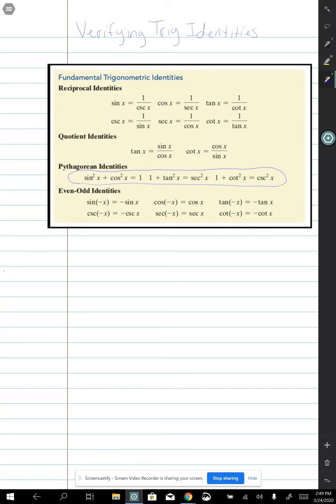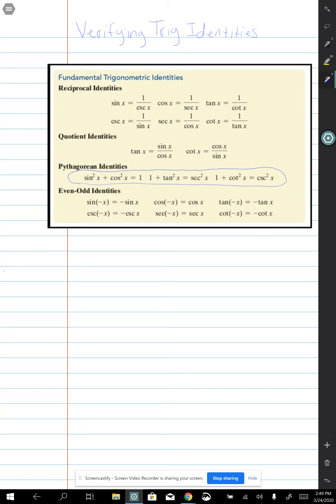So when you look at these, you want to be able to say, okay, can I turn this left side into the right side? What you are not allowed to do, you are not allowed to mix the two sides. So you cannot take something that's on the left-hand side and move it to the right-hand side, because now what you've done is you're no longer verifying an identity, you are solving an equation, and that's not what we're doing here. We are verifying. So we're trying to make the left equal the right or the right equal the left.